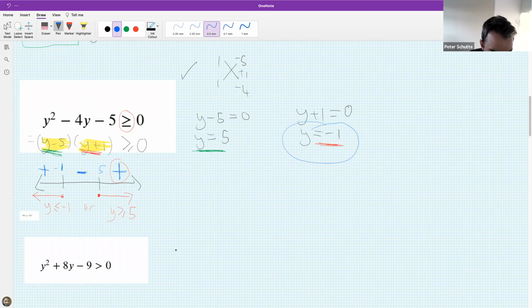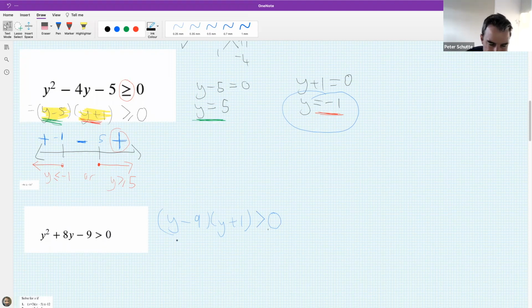Okay, let me see if I can factorize this, or I could use the quadratic formula. I think it's going to be (y minus 9)(y plus 1), and that's going to be greater than 0. And so now I'm going to get my sign table on the number line, and I'm going to have two critical values. What are those critical values going to be?